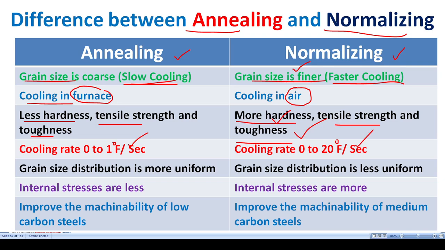In annealing, the grain size distribution is more uniform. Here in normalizing, the grain size distribution is less uniform.